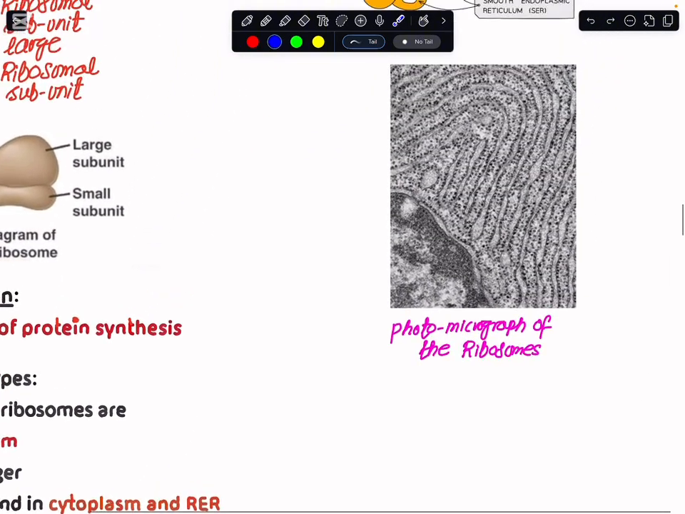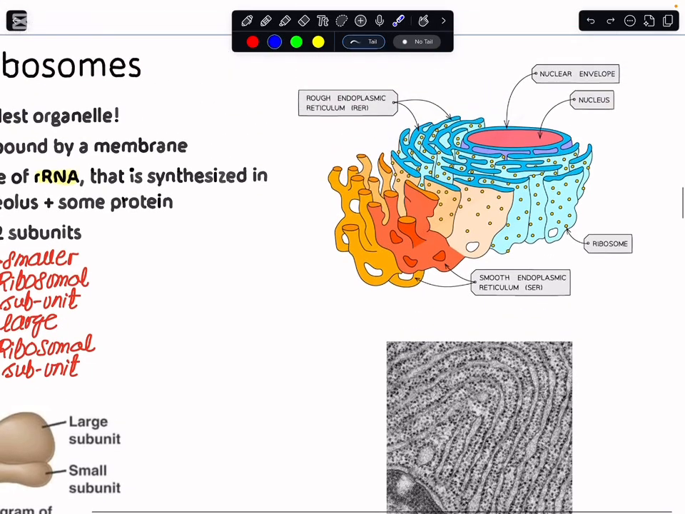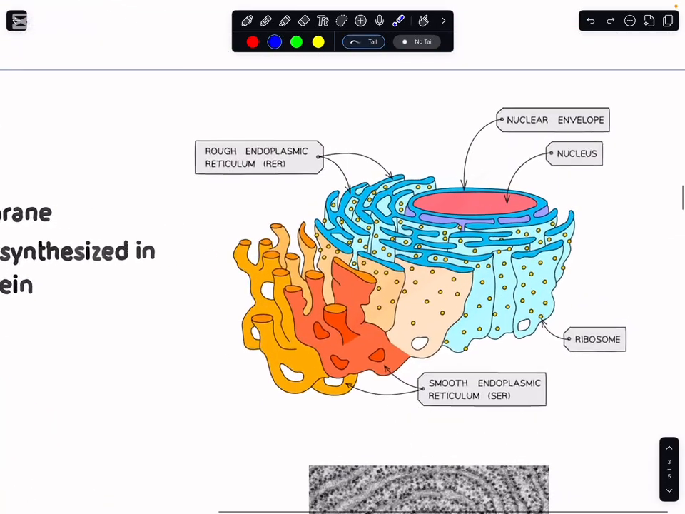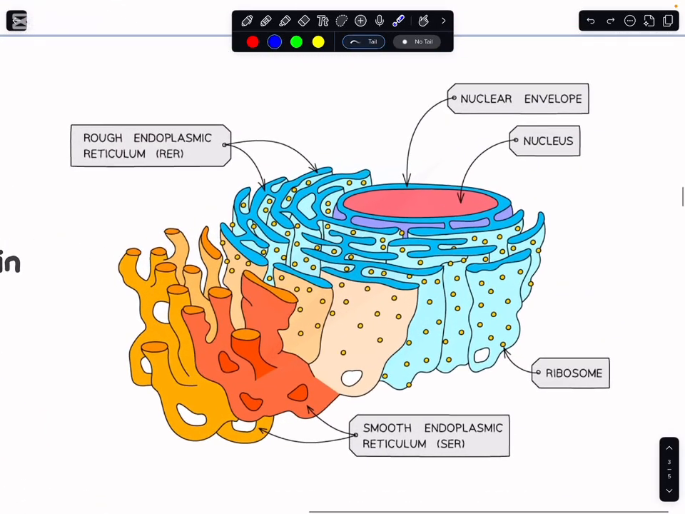Now let us just try to see their color diagrams and how they appear under the microscope. So you see here that I have this nucleus with me. And in close association with the nucleus, now you see we have got these flattened compartments. These are the rough endoplasmic reticulum. So on the membrane of the rough endoplasmic reticulum, you see that we find ribosomes here.